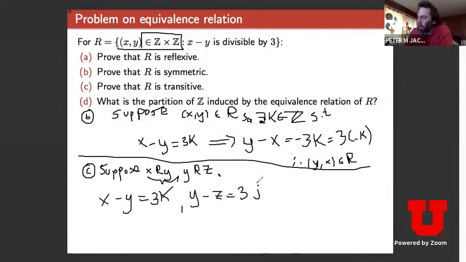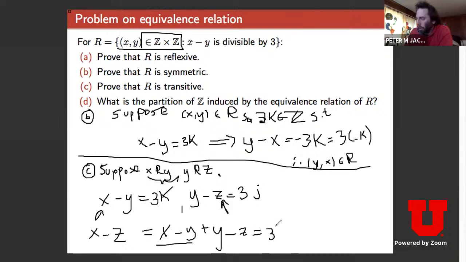And the goal is to relate x to z. So we need to show that x minus z is divisible by 3. X minus z, so now we're going to use a trick. We know that x minus y is divisible by 3 and y minus z is divisible by 3. Well, here's x and here's z, and they're related by y. So let's add and subtract y. So x minus y plus y minus z.